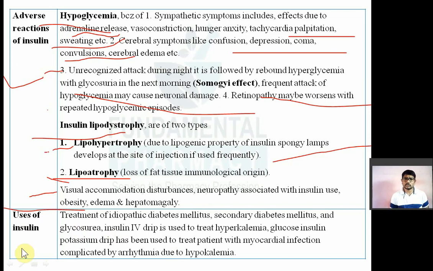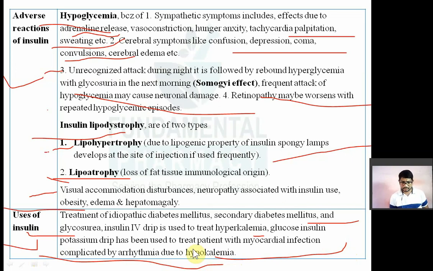What are the uses of insulin? It is used in the treatment of idiopathic diabetes mellitus, secondary diabetes mellitus, and glycosuria. Insulin is given as an intravenous drip to treat hyperkalemia. Glucose insulin potassium drip is used in patients with myocardial infarction, and it is also used in complicated arrhythmia due to hypokalemia. So these are the uses.